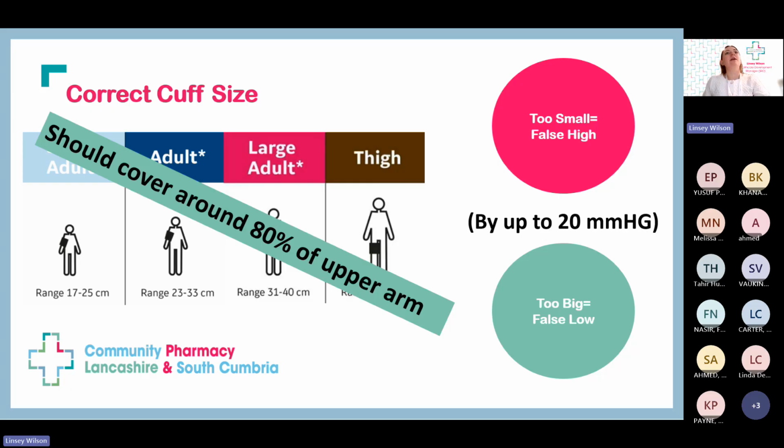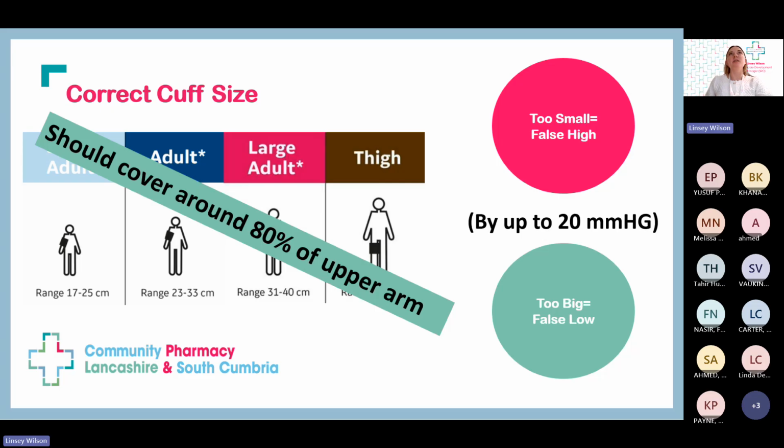But the most important thing to remember is, if your cuff is too small, you'll get a false high measurement. And if your cuff is too big, you'll get a false low. That can be by up to about 20 mmHg, and that can be the difference between tipping them into that hypertensive bracket. So what we're looking for, ideally, is that the cuff should cover around 80% of that person's upper arm.